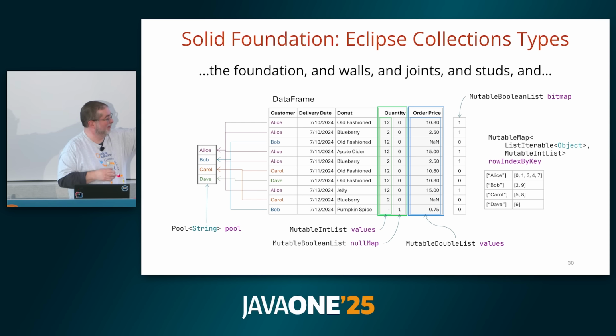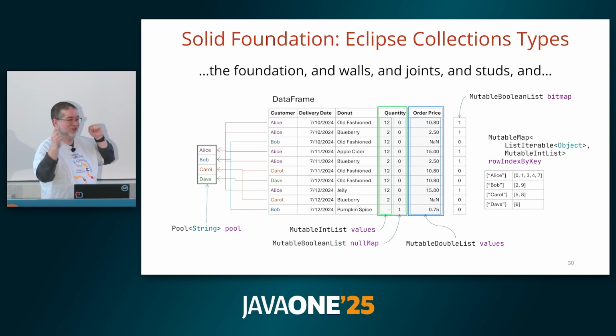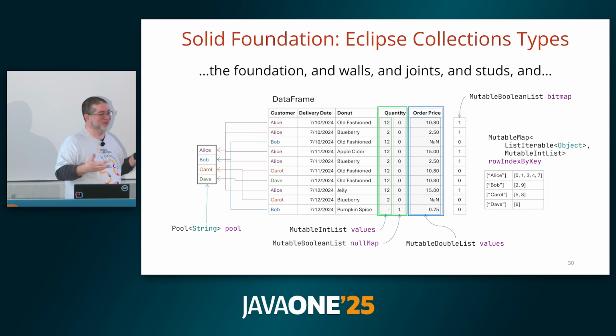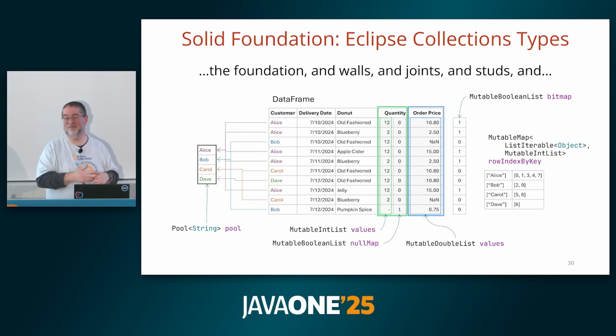So if you look over on the right, that table there is being indexed by the customer. So we see that Alice has 5 rows: 0, 1, 3, 4, 7. Bob 2, 9, Carol 5, 8, and so on and so forth. So this is kind of, once again, showing you underneath the covers, collections are actually being used. While we're not looking at collections versus data frames, you don't really need to look at that. Collections are a component of data frames here.